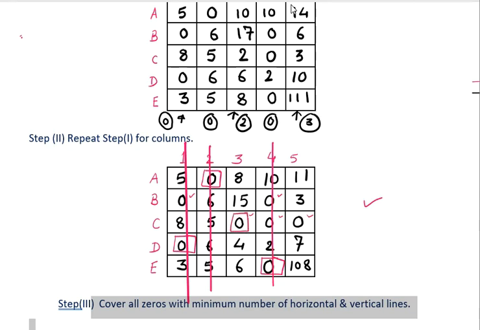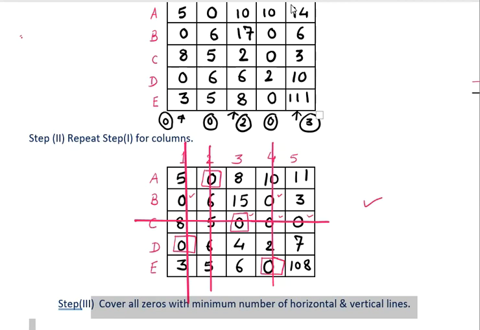We make an assignment here and draw a horizontal line because we are making an assignment in a column. So this is an assignment in the third column. And now in the fifth column, there is no zero left for an assignment, so we cannot make an assignment in the fifth column. So all zeros are covered.